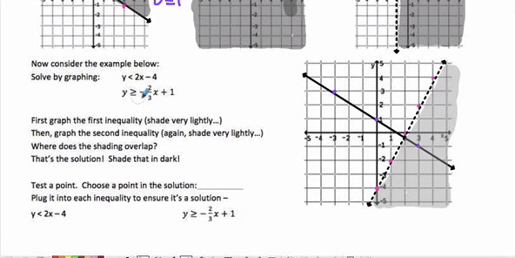And it's the y's that are greater than this line. So where are the y's getting bigger? Above the line. So I'm going to shade in all above here lightly. And it goes all the way to the line here.